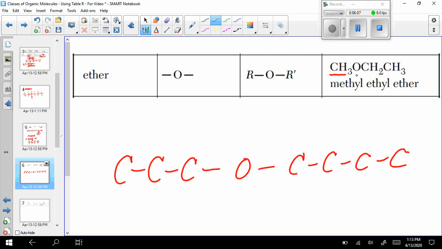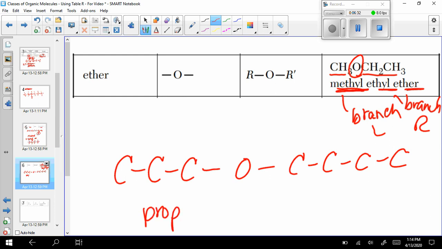And then I look over here at how they named it. They have 1 carbon, and then they have the O, and then they have 1, 2 carbons after it. So a 1 carbon is a methyl, and a 2 carbon is an ethyl, and then the last name is ether. So they basically named the branch on the left, and then the branch on the right, and then they call it an ether. So I'm going to do the same thing here. 1, 2, 3 carbons, so that's propyl. And then this one has 1, 2, 3, 4, so that's butyl, and then ether.